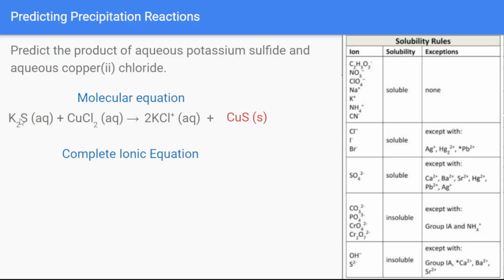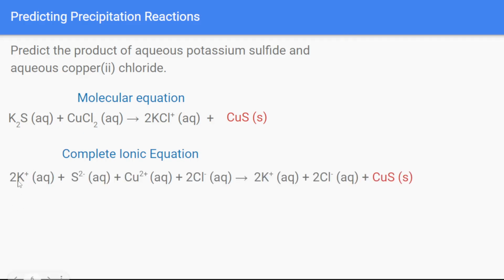So if it's aqueous, potassium sulfide and copper 2 chloride would be ions. So potassium, sulfide, copper, chloride are all ions, so this is a more accurate representation of what you have in solution. And then potassium chloride is also aqueous, so this is more accurate. But notice that the copper 2 sulfide is unchanged because this is a solid product. This is a precipitate, so this is how you would write a precipitate in a balanced equation.